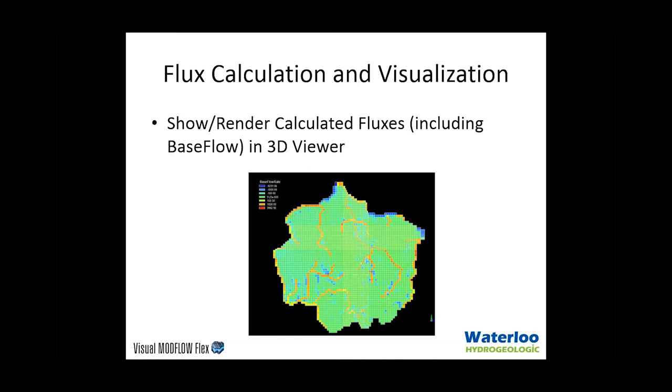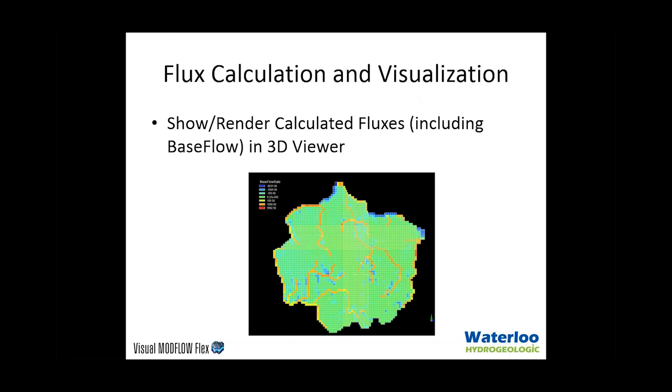For regular MODFLOW runs, so for MODFLOW 2000, 2005, NWT, and LGR, we now calculate the fluxes and allow you to visualize that in a 3D viewer. So this is extracted from the MODFLOW BGT file. You can show the flux in and out of each individual cell. I believe it also shows you the flux to adjacent cells coming from the left or the right or from top or bottom, for example.